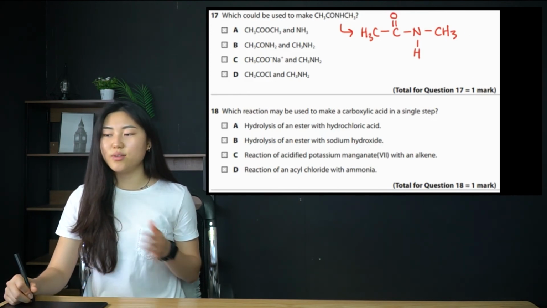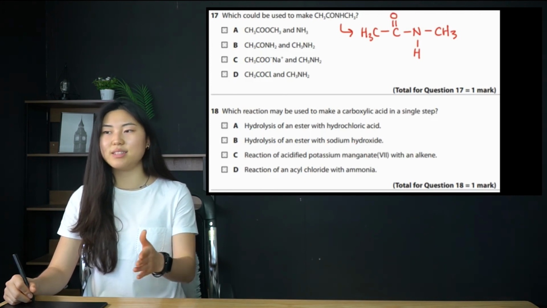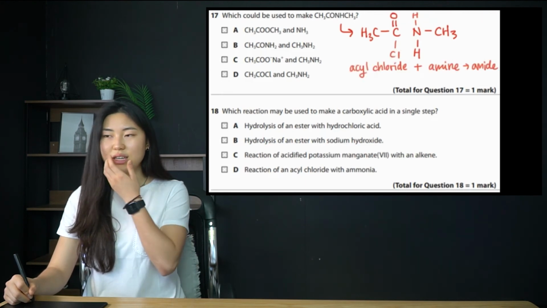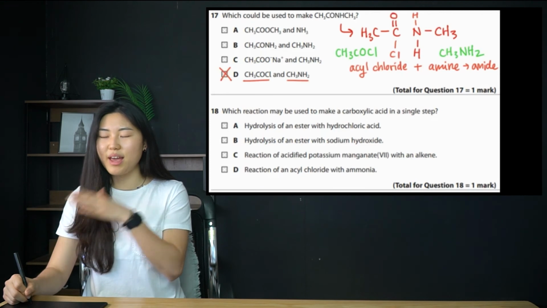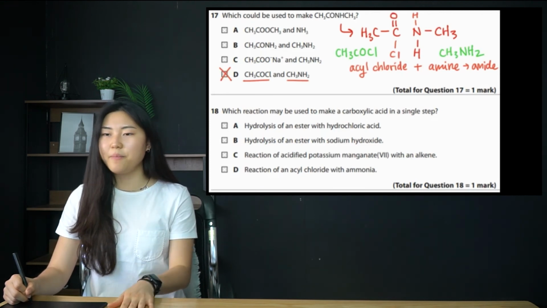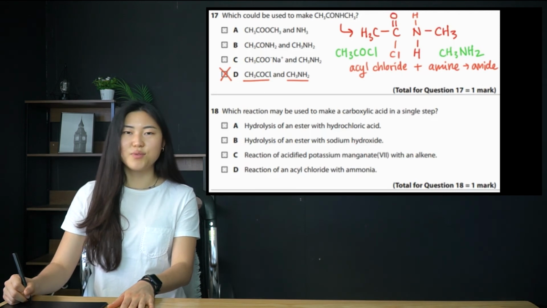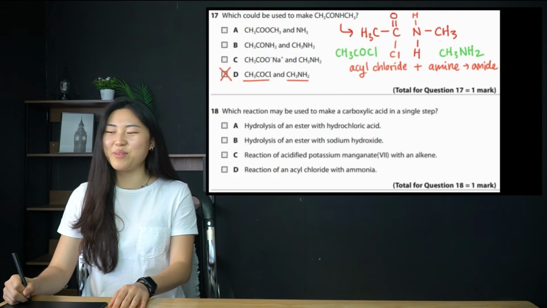And you could also use ethanoyl chloride in this case, and a methylamine, right? If you break the amide, you can tell that you need those compounds, and so therefore the answer must be D, okay? And the other options, you can't form it with the other options. It's quite obvious. This is quite an obvious question.